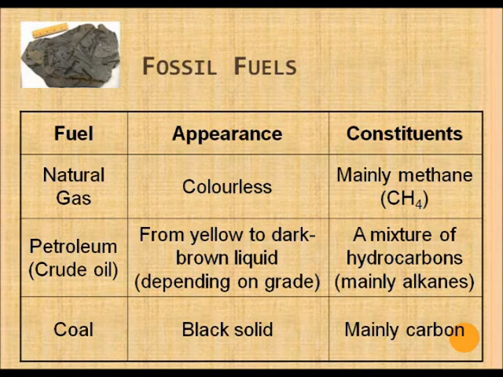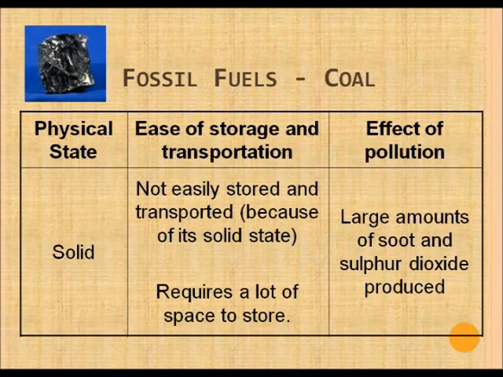Their appearance and constituents are given in the table. You can see that natural gas appearance is colorless, petroleum is a yellow to dark brown liquid, coal is a black solid, and carbon is the main constituent in these fossil fuels. Now coal has a solid physical state, and it is not easily stored and transported because of its solid state, and it requires a lot of space to store.